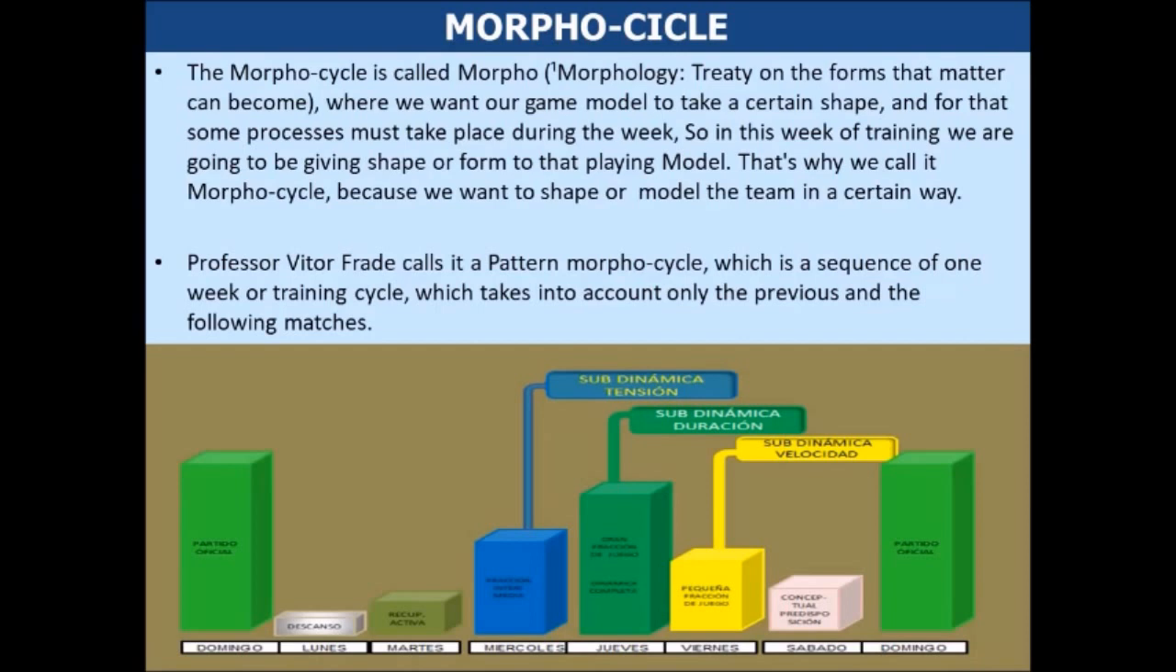So Professor Victor Frade calls it a pattern morphocycle, which is a sequence of 1 week of training, which takes into account only the previous and the following matches, and it follows a certain structure so that your team will be on an optimum level to compete over and over again in the competition, okay?